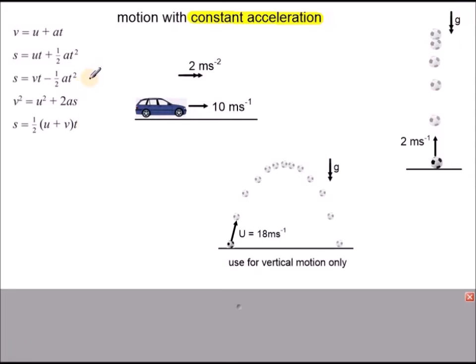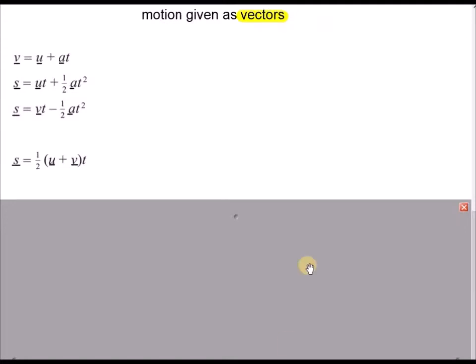Again, if motion is in a single direction, then S can be thought of as distance, and the velocities, here the velocity vectors, can be thought of as speed. If motion is given in vector form with constant acceleration, and by vector form I mean component i, j form or column vector form, we can use these equivalent SUVAT formulae, and you'll notice that all of the vectors are underlined. t is a scalar, so it's not underlined.